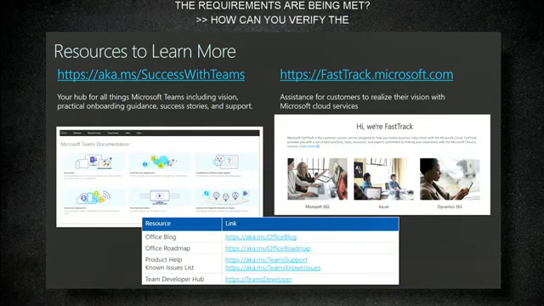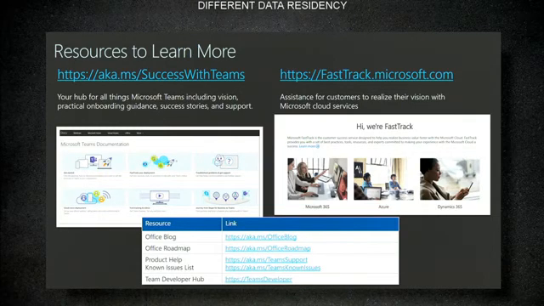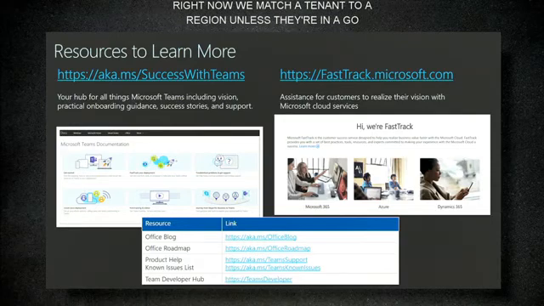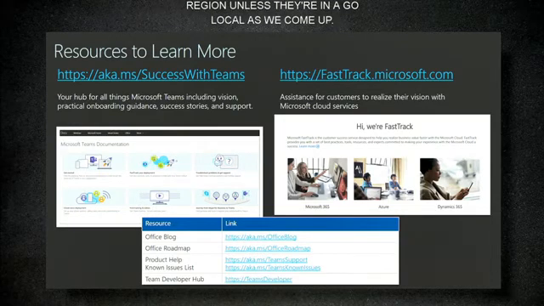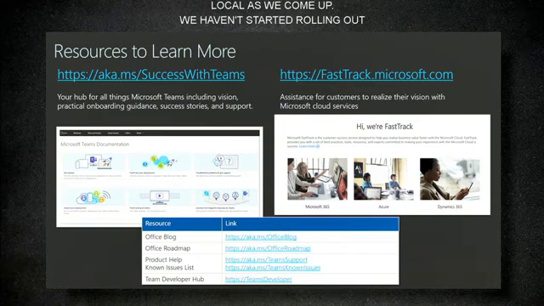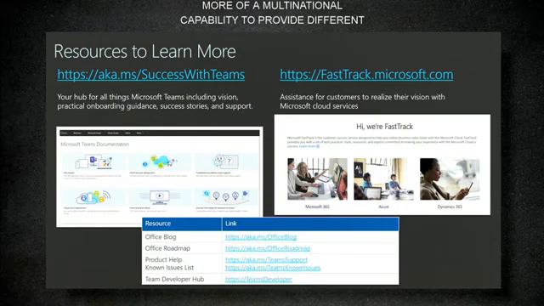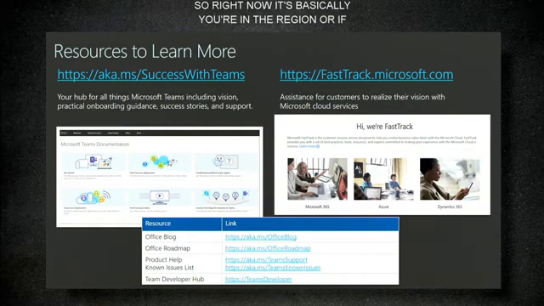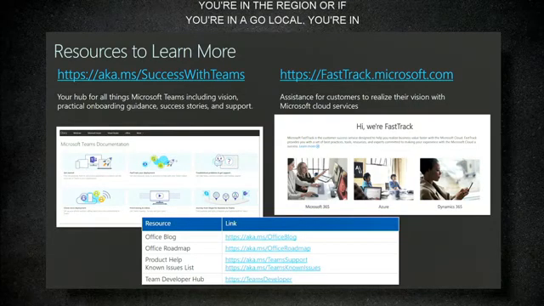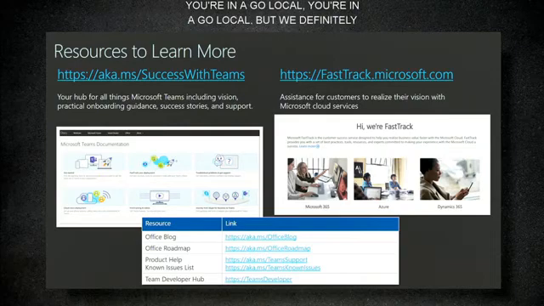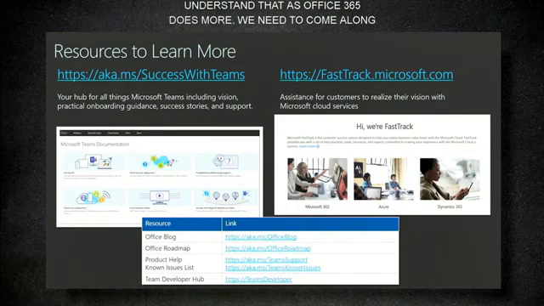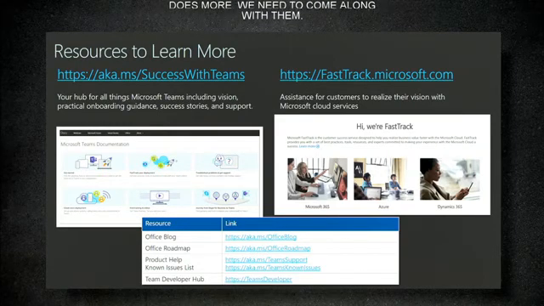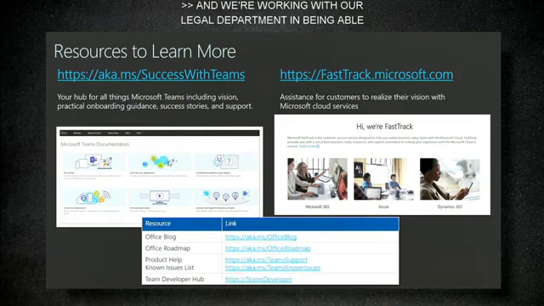Right now, we match a tenant to a region unless your tenant is in one of the Go locals. We haven't started rolling out more of a multinational capability to provide different control at different levels. So right now, you're in the region, or if you're in a Go local, you're in that Go local. But we definitely understand that as Office 365 does more with MNC, we need to come along with them. And we are working with our legal department on being able to have a statement of where things are as well.